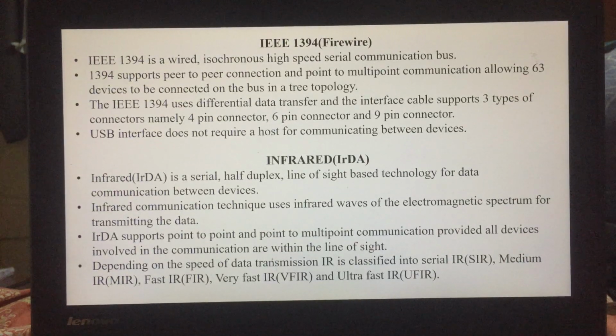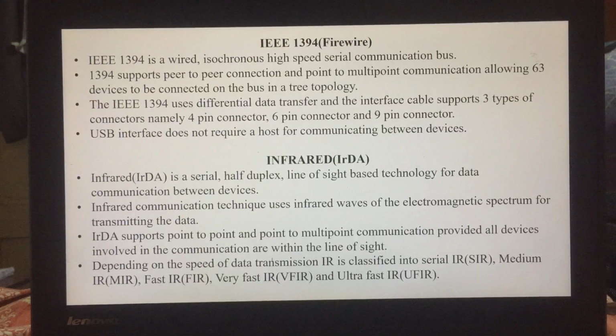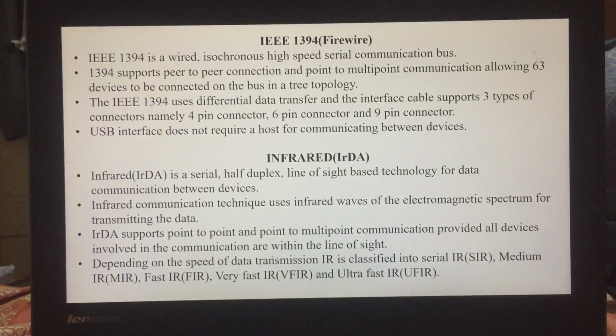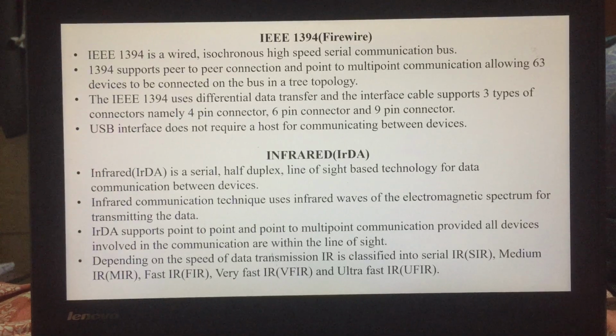IEEE 1394. It is also known as FireWire. Isochronous communication means multiple data transfers happen at the same time. IEEE 1394 is a wired isochronous high-speed serial communication bus. It is known as High Performance Serial Bus or HPSB.